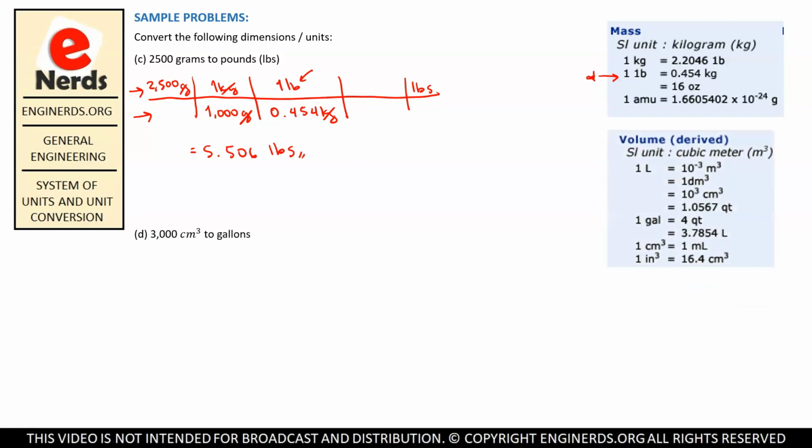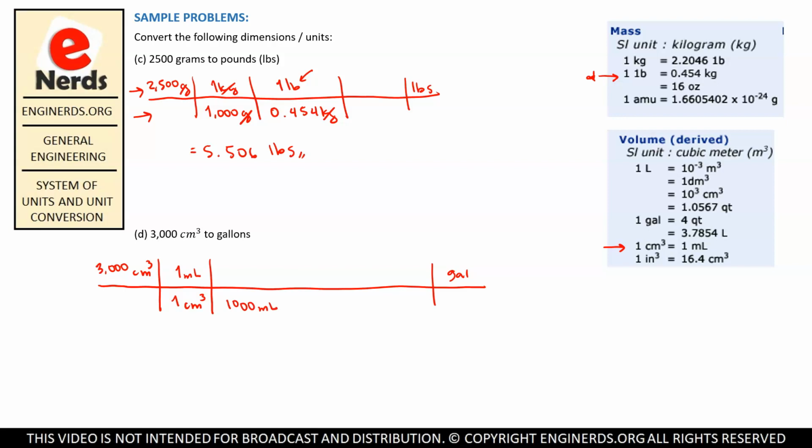Ito yung conversion ng unit natin. Okay, so simulan na natin. Ang given natin is 3,000 cubic centimeter. And ang final answer na kailangan natin is in gallons. Okay, so we have here cubic centimeter. Pwede natin i-convert sa milliliter. Okay, so we have here 1 cubic centimeter to 1 milliliter. And then, from milliliter, i-convert natin to liter. So we have 1,000 milliliter in 1 liter.